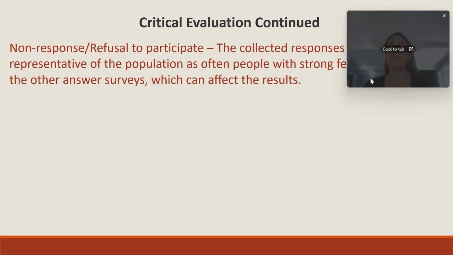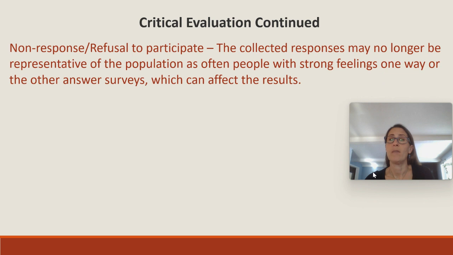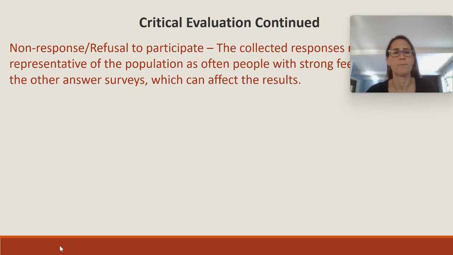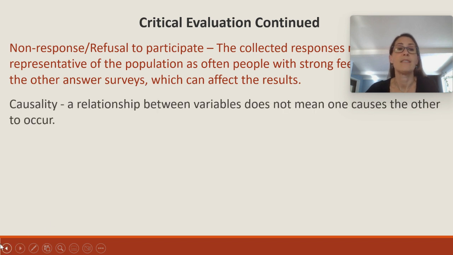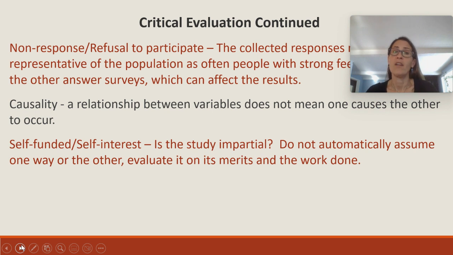Non-response or refusal to participate. The collected responses may no longer be representative of the population, as often people with strong feelings one way or another answer surveys, which can affect the results. That's like what we saw a second ago. Causality: a relationship between variables does not mean one causes the other to occur, though sometimes people make that assumption. Self-funded or self-interest: is the study impartial? Do not automatically assume one way or the other. You have to evaluate it on its merits and the work done.